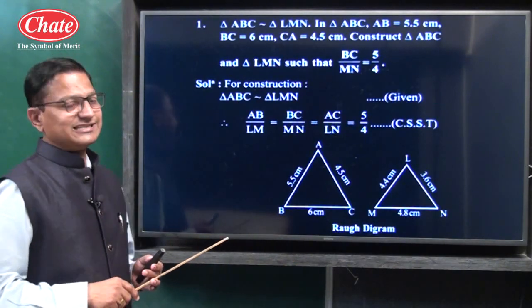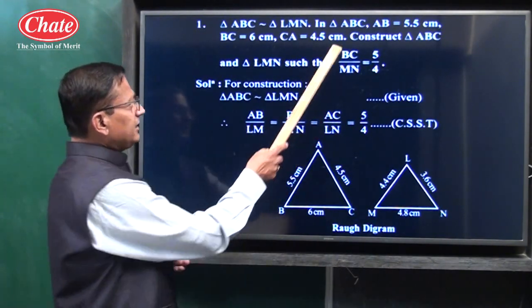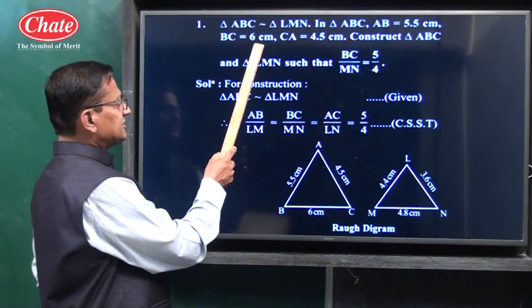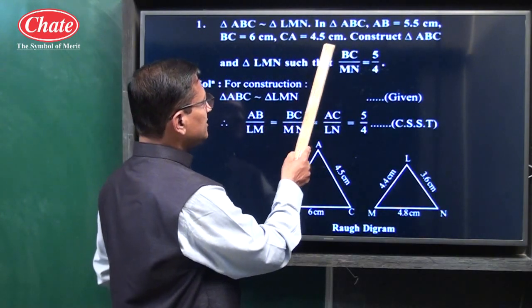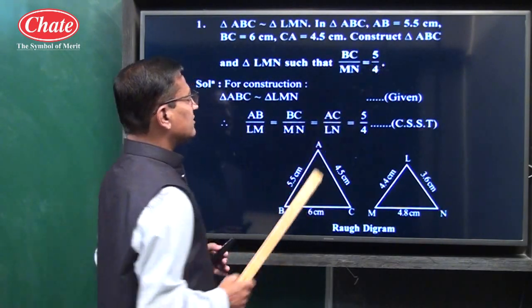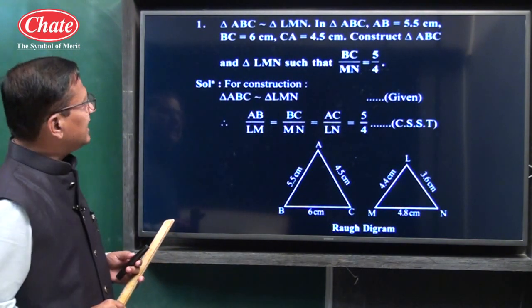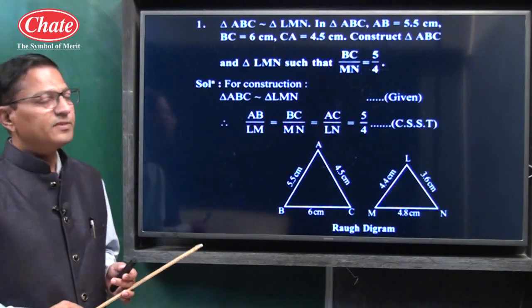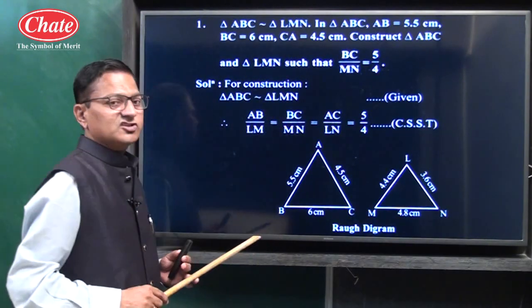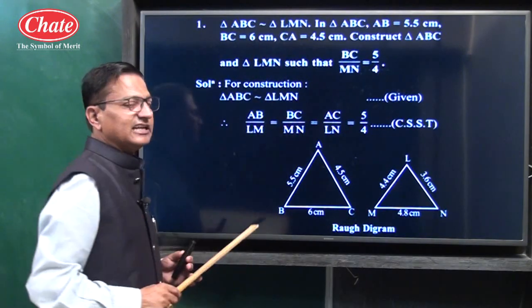Now, some examples. Triangle ABC similar to triangle LMN. In triangle ABC, AB is equal to 5.5 cm, BC is equal to 6 cm, CA is equal to 4.5 cm. Construct triangle ABC and triangle LMN such that BC by MN is equal to 5 by 4. There are 2 types of example. This is example number 1, which is the first type. In this example, triangle ABC is similar to triangle LMN. See here, no vertex is common in the 2 triangles.